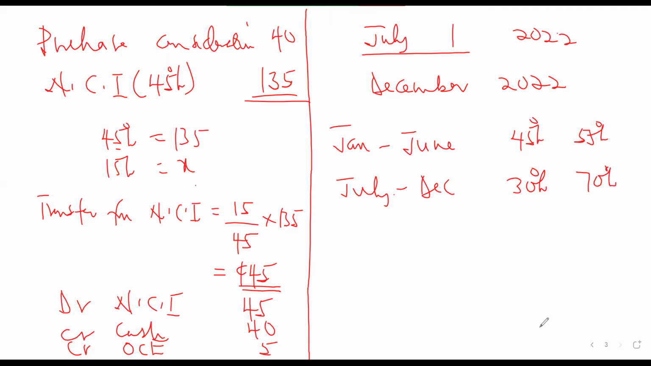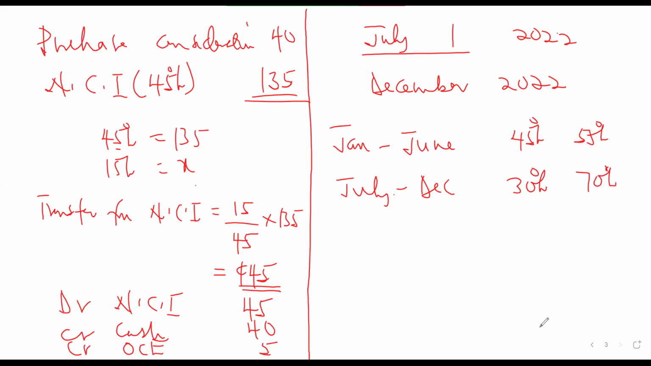You share the profit into two. Before you acquired additional shares, NCI was 45. So from January to June, NCI is still 45. So NCI will have 45 share of the post-acquisition profit of the subsidiary. But from July to December, you have acquired 15%. So NCI will now contribute only 30% to the profit. So NCI will have 30% share of the profit. So you split it and share accordingly.